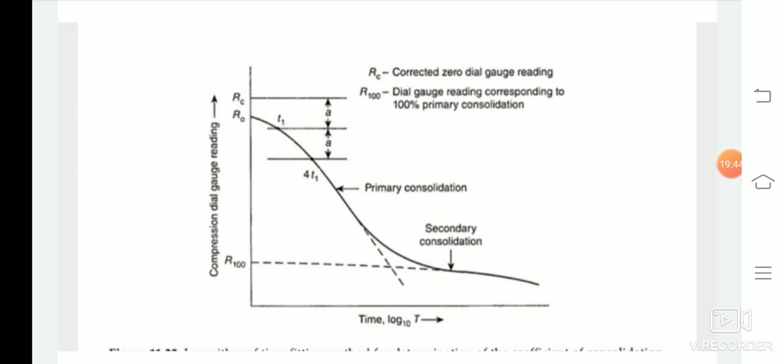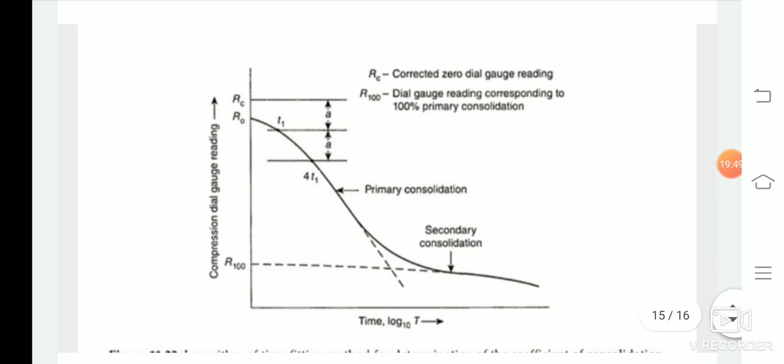So here we can compute the coefficient of consolidation from the relation CV equals capital T50 into D square divided by small t50, where capital T50 is the time factor corresponding to 50% degree of consolidation, and this T50 is given by pi by 4 into the degree of consolidation square, that is pi by 4 into (50 by 100) whole square, whose value is 0.1963. Here small d is the length of the drainage path and h is the average thickness of the soil specimen in the given stress increment.